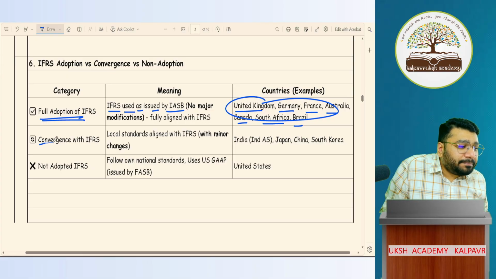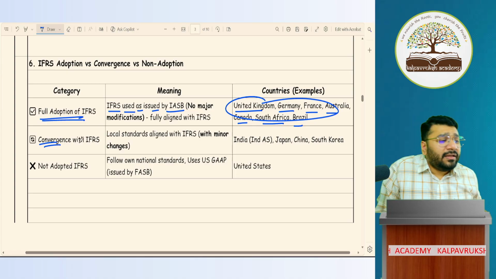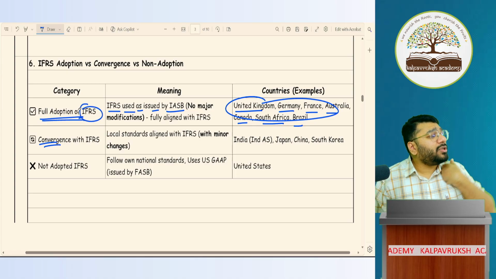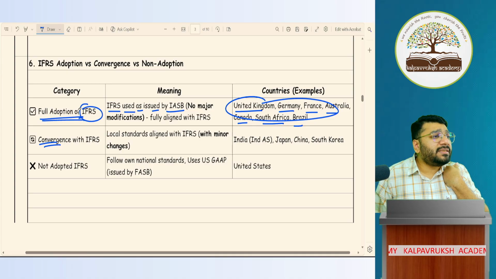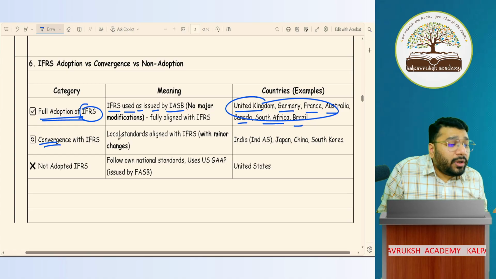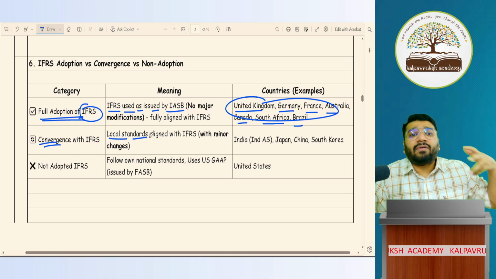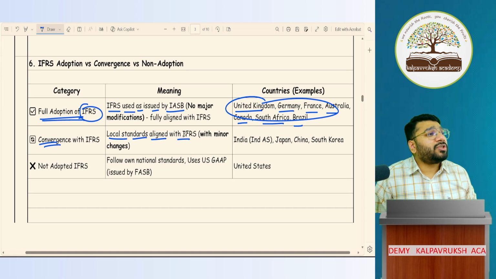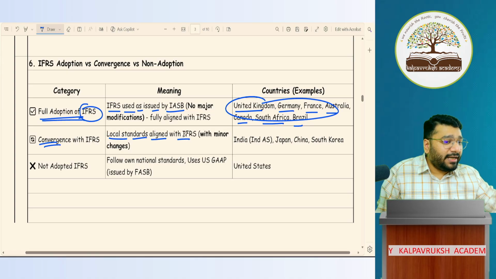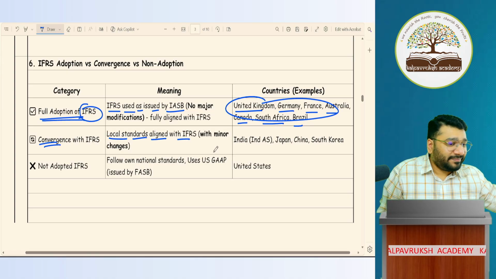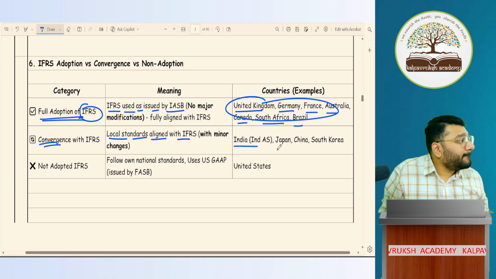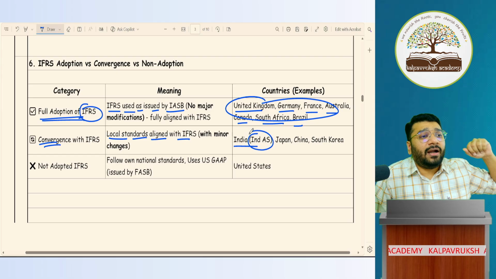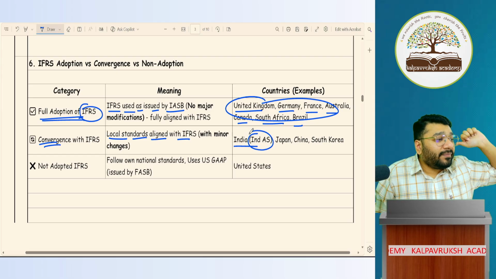Whereas some countries felt that this IFRS, what you're suggesting, may not suit our economic, legal and business environments. Therefore, it is important for us to converge with it. So local standards, let's say in India, we have accounting standards, and they got converged with IFRS. That strategy is called convergence strategy. So in India, we have something called Ind AS. Ind AS is nothing but accounting standards converged with IFRS.